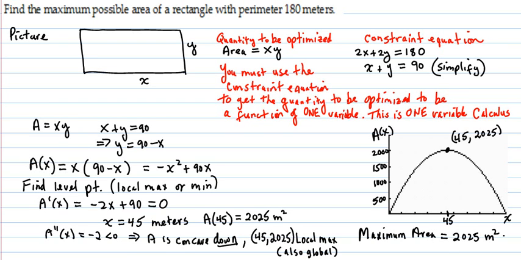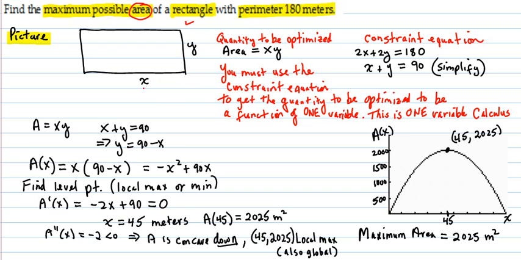This is an optimization problem, which is a big part of the class. It says find the maximum possible area. So when we're done, we want a maximum area answer of a rectangle with perimeter 180 meters. So if we can, we draw a picture. It's a geometric situation, so we draw this picture.